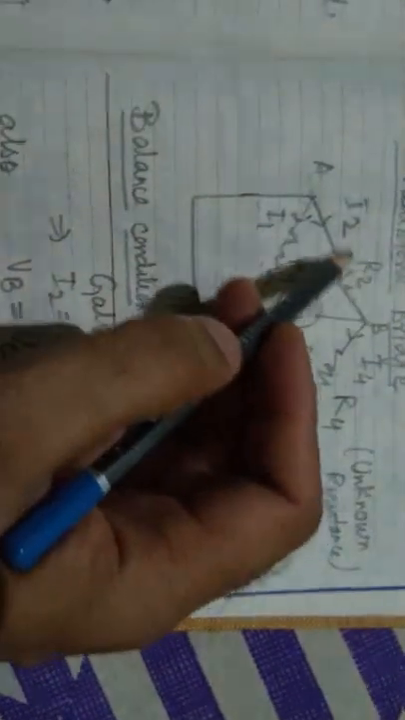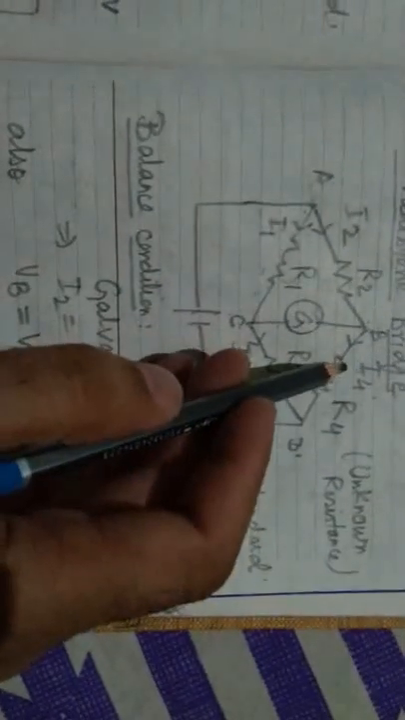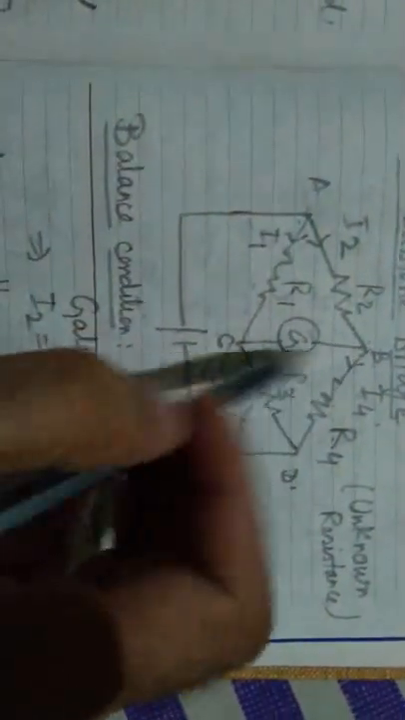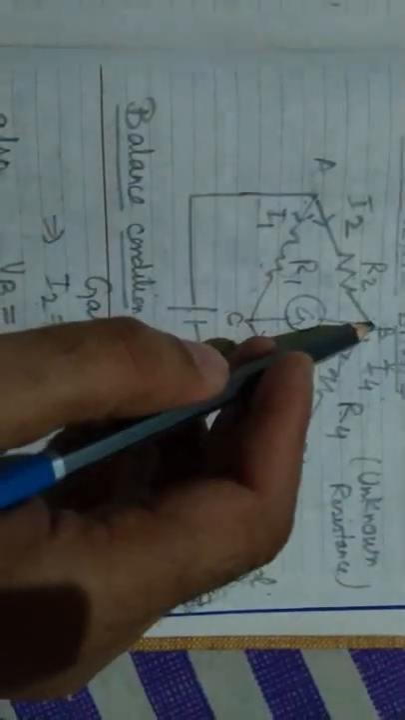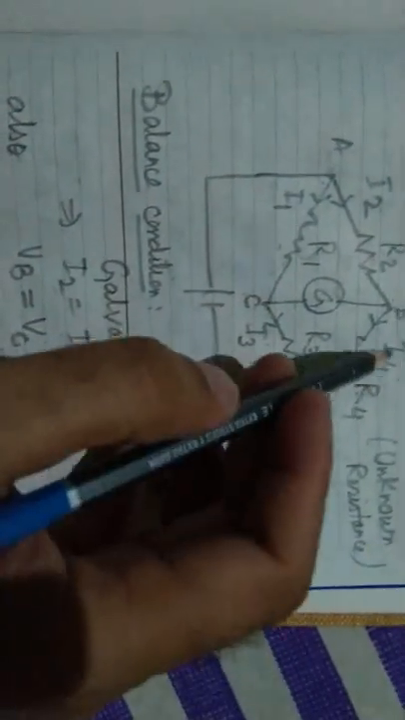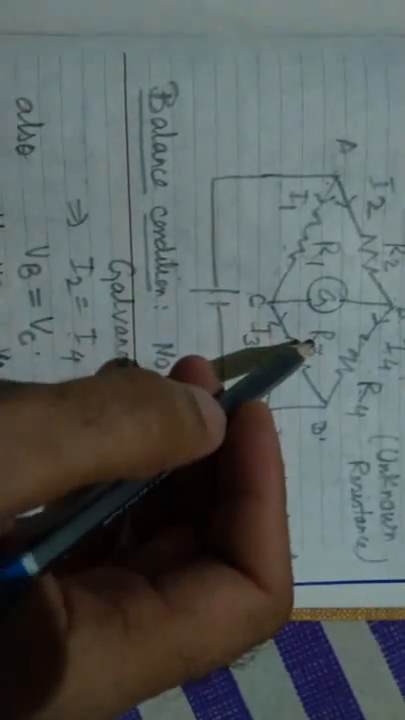Or we can write in terms of V equals IR. So VA minus VB is I2 R2, and VA minus VC is I1 R1. They are the same. Similarly, we will write I4 R4 is equal to I3 R3. Why? Because these are at the same potential. That means potential difference between B and D will be the same as potential difference between C and D. So we write I4 R4 is equal to I3 R3.